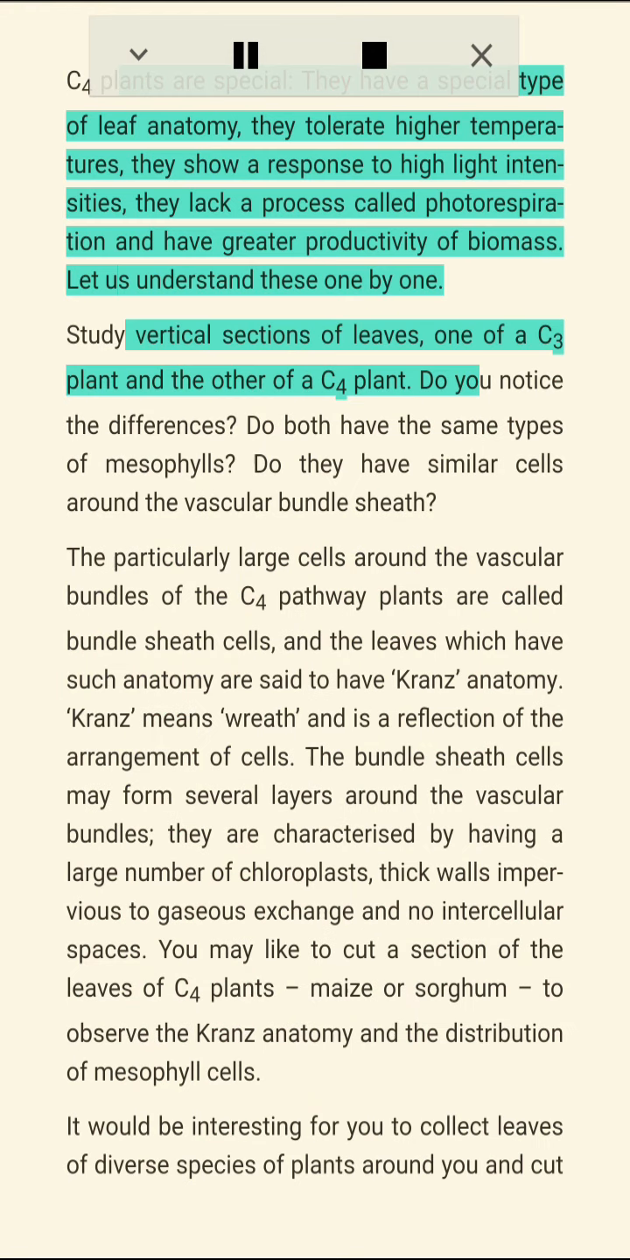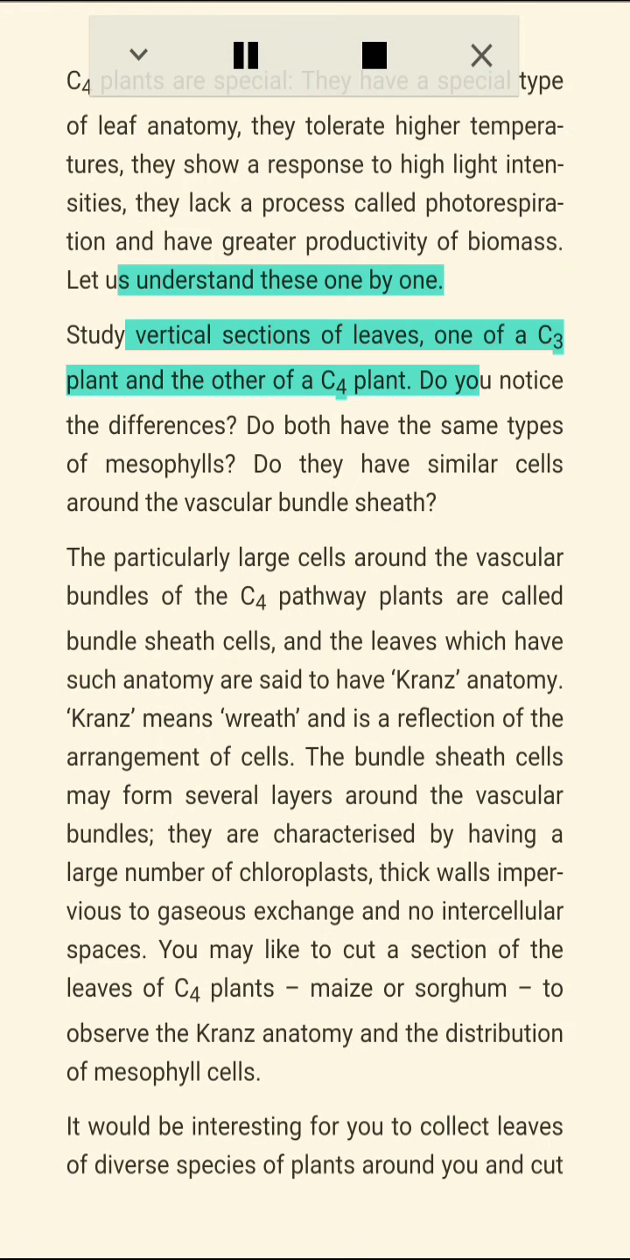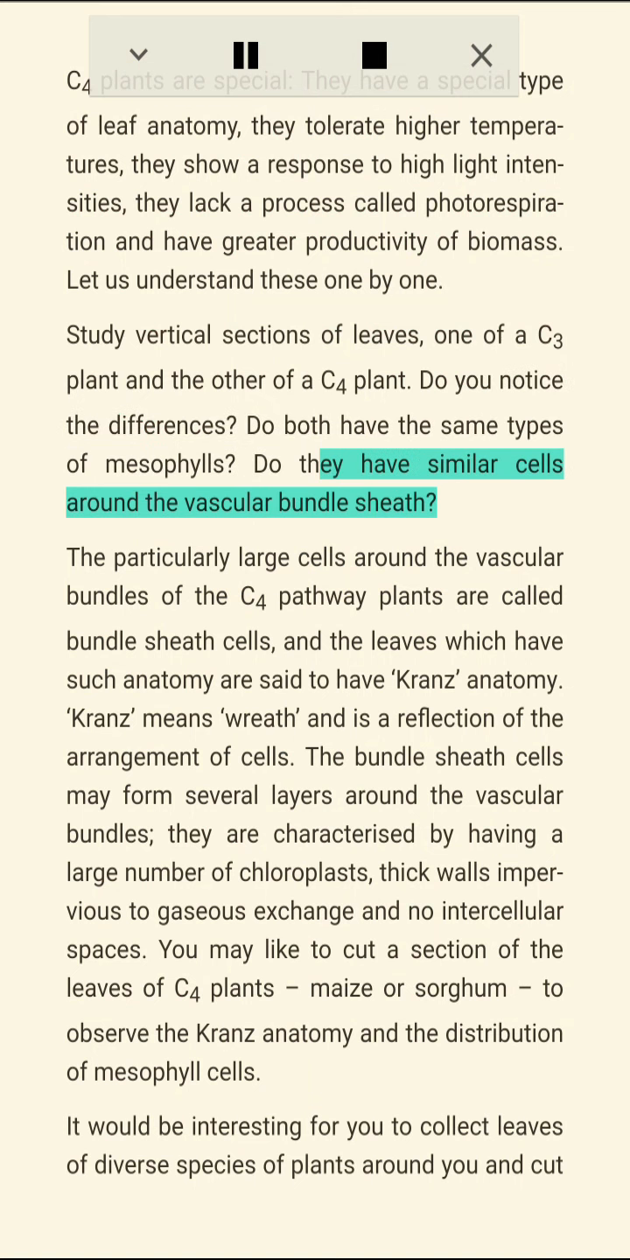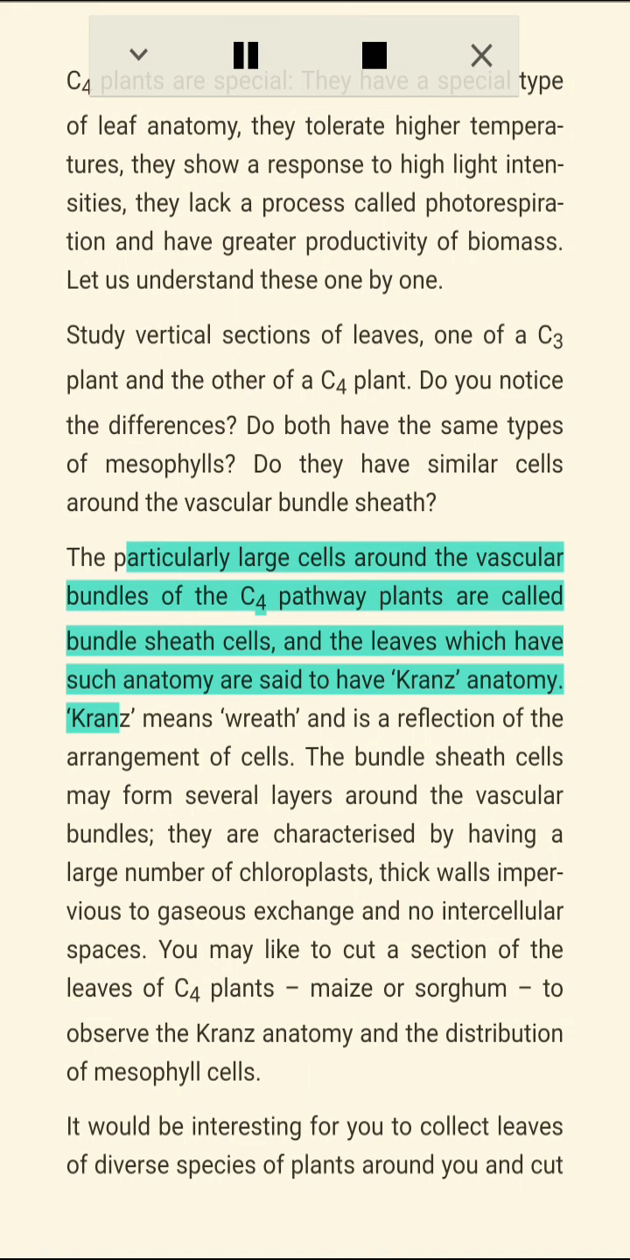C4 plants are special. They have a special type of leaf anatomy, they tolerate higher temperatures, they show a response to high light intensities, they lack a process called photorespiration and have greater productivity of biomass. Let us understand these one by one. Study vertical sections of leaves, one of a C3 plant and the other of a C4 plant. Do you notice the differences? Do both have the same types of mesophyll cells? Do they have similar cells around the vascular bundle sheath?